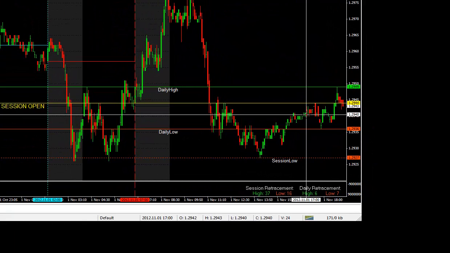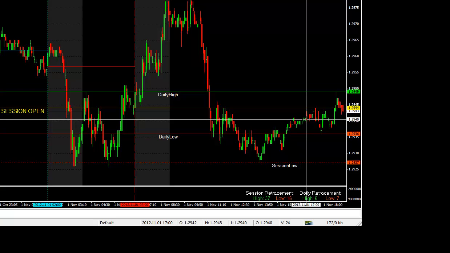129.40. The system is going to start automatically calculating the highest level and the lowest level from this point at 5 p.m. to the next day at 5 p.m. and then recalculate once again. Because I live in New York, it's very important for me to identify what the price has done during the European and the Asian session, since I'm going to be sleeping during that time.